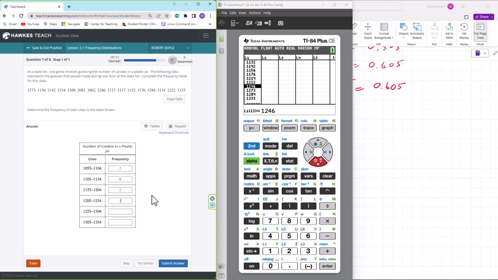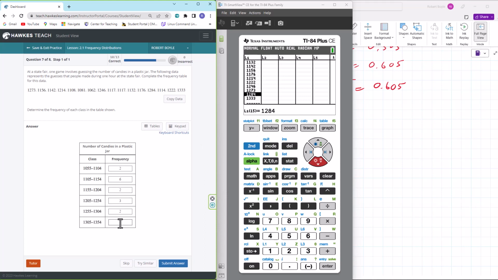And then now we want to look at the data values between 1255 and 1304. There happen to be 2, 1273 and 1284. And then finally we have 1 in between 1305 and 1354.